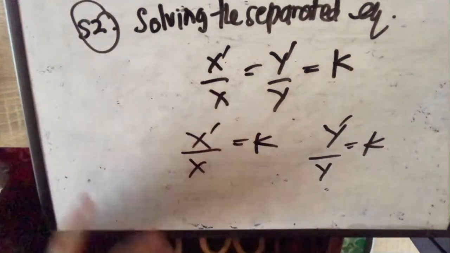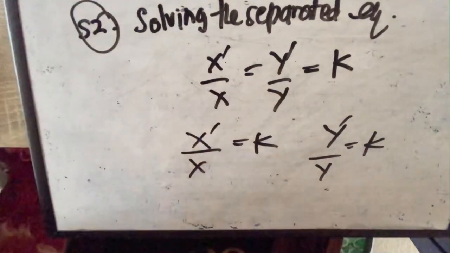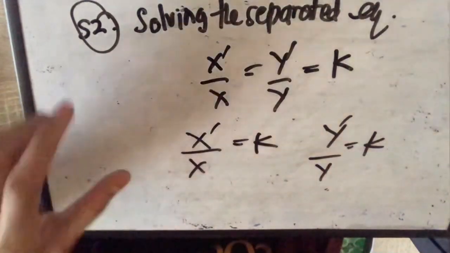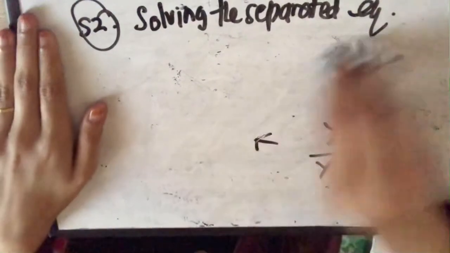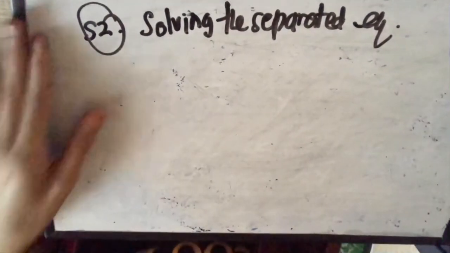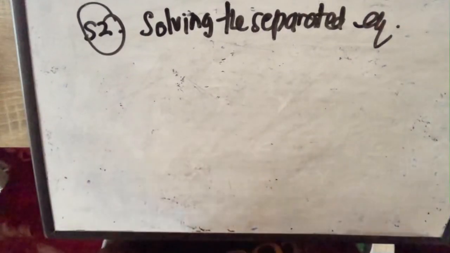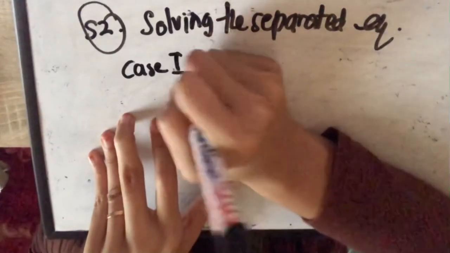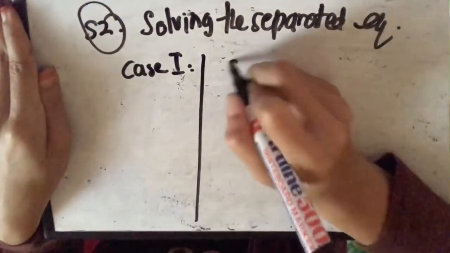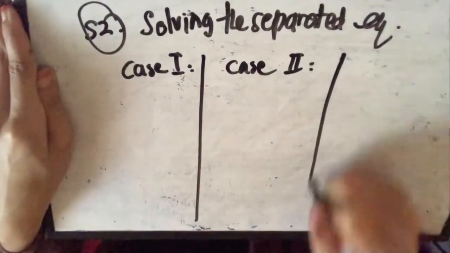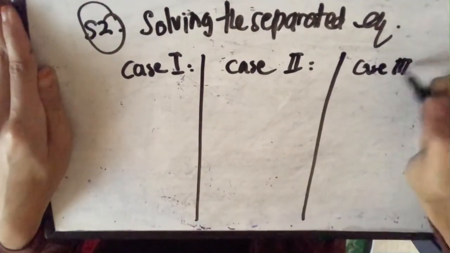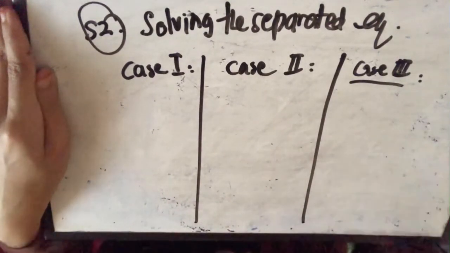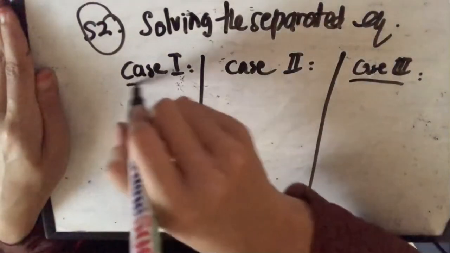Then for this step number 2, you have 3 possible cases that you need to cater. It's quite long, this method's solution is quite long. So you have 3 cases: case number 1, case number 2, and case number 3. If you cannot understand clearly what the video is all about, you can refer to the slide first.